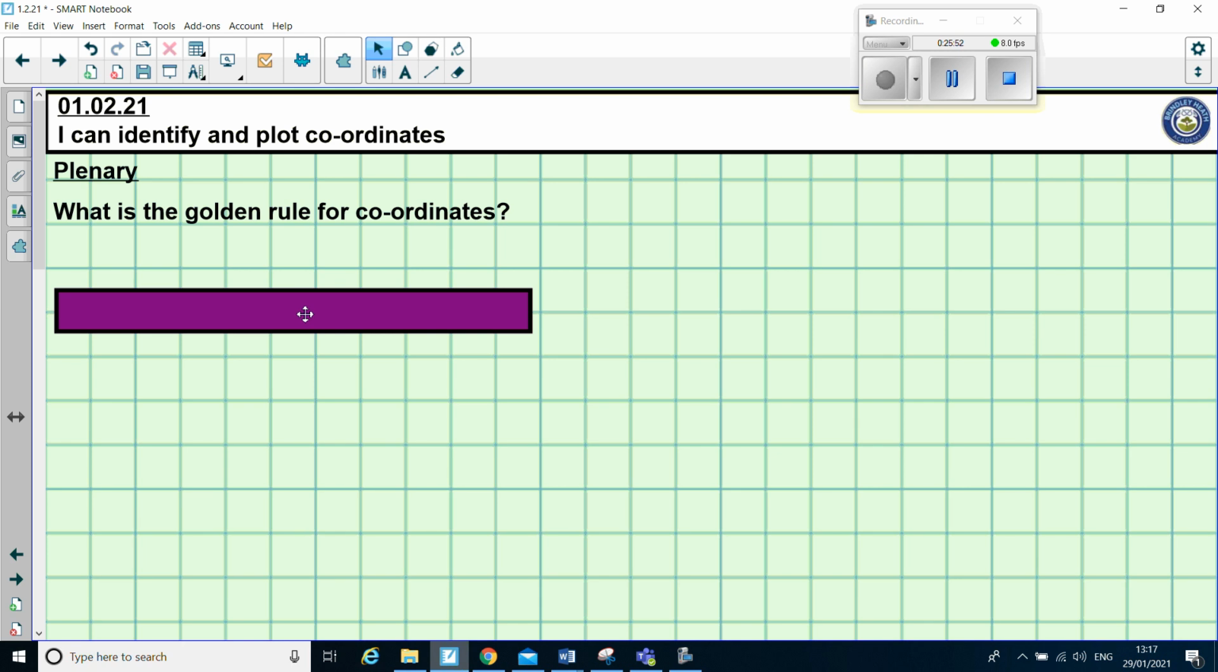Okay, the golden rule then, run before you can fly. Or in through the door and up the stairs. However it helps you to remember it, but it's the fact that you have to read along the coordinate along the bottom before you read the coordinate up the side.